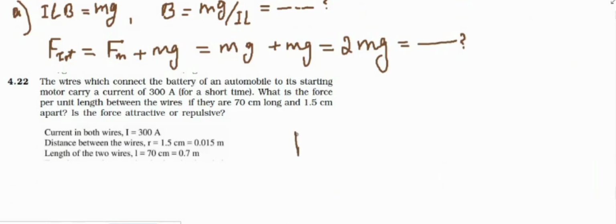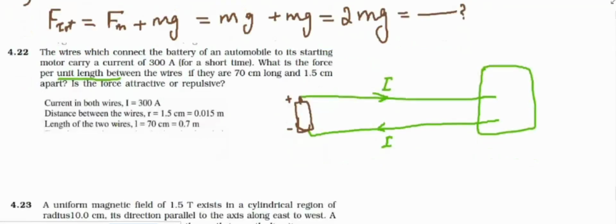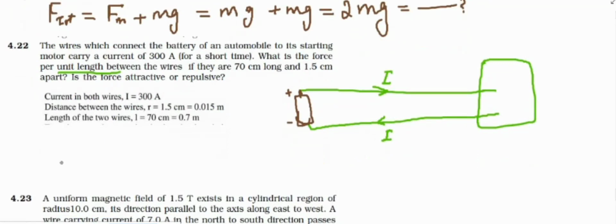So here we can have the battery, with positive terminal and negative terminal, and from there the wires run parallel to whatever device it is. Now the current goes from the positive terminal and returns back to the negative terminal. That is our concept. In this situation, you are asked to calculate the force per unit length. So we have to take the parallel current force.